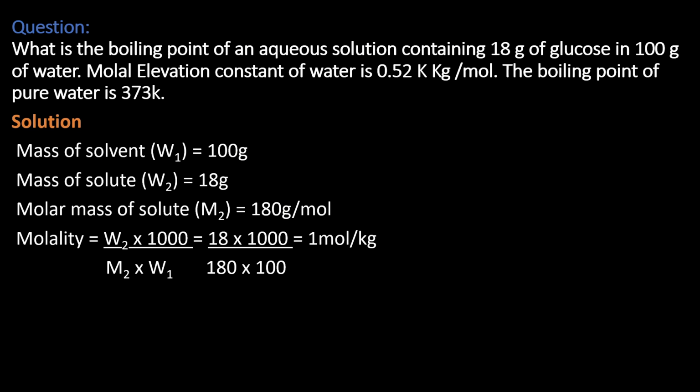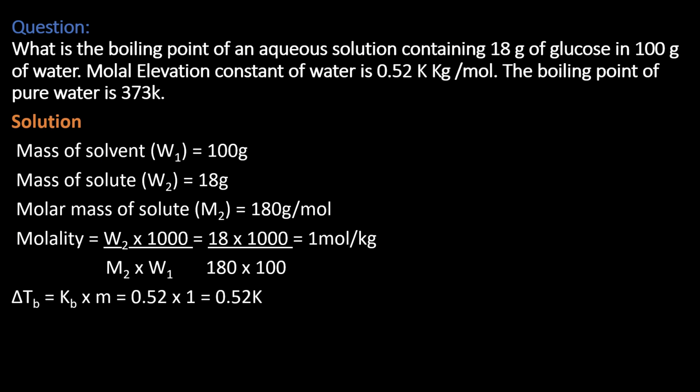Molality is the number of moles of the solute divided by the mass of the solvent in kg. So the number of moles of the solute is W2 by M2, which is 18 by 180, divided by the mass of the solvent, which is given as 100, and to convert it into kg, 100 divided by 1000 goes to the numerator. So 18 into 1000 divided by 180 into 100 is 1 mole per kg.